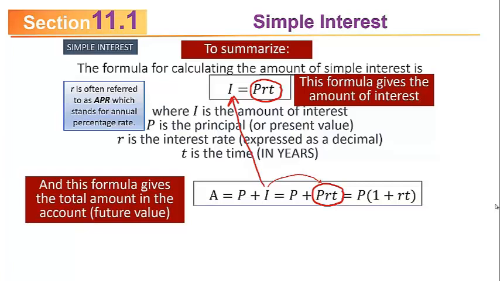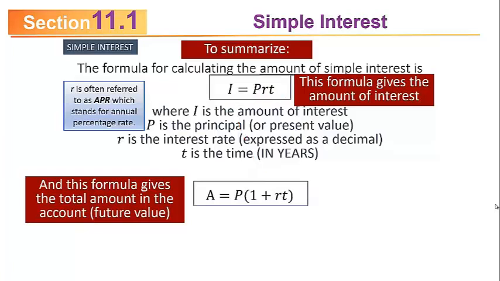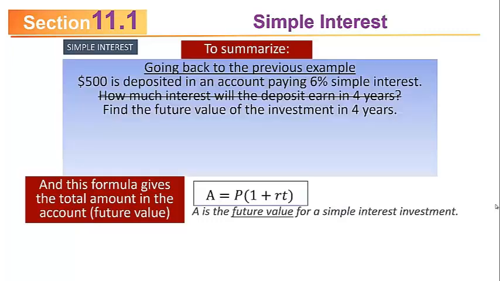If I get out the clutter in the middle, I get a formula for future value for simple interest, and it's capital A is equal to capital P times the sum of 1 plus RT. That formula will take you directly to the amount in the account without calculating the amount of interest first. You can always calculate the amount of interest first and then add it back to the principal, but if you're only interested in how much is in the account, this is a little faster. That capital A again is called the future value for a simple interest investment.